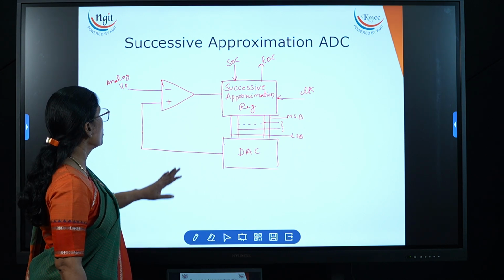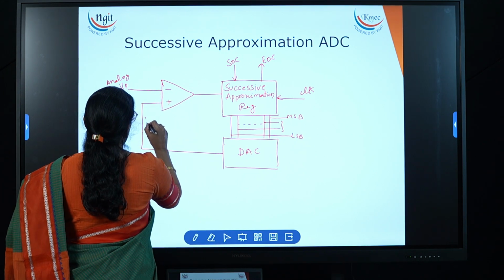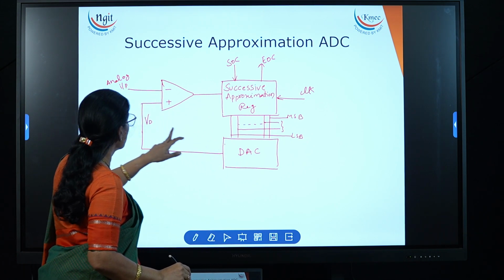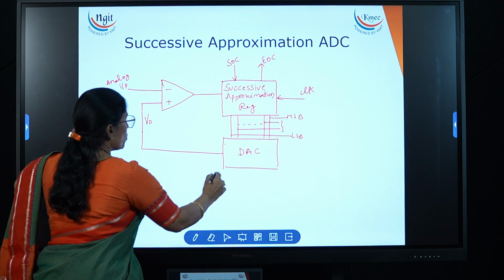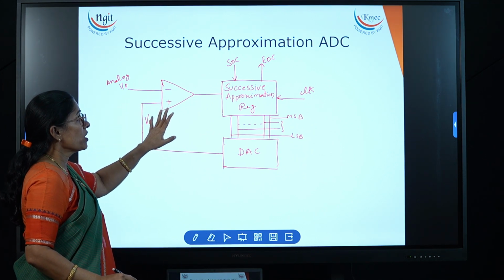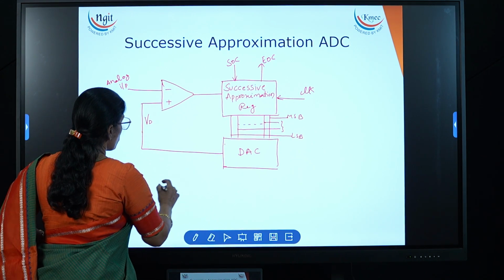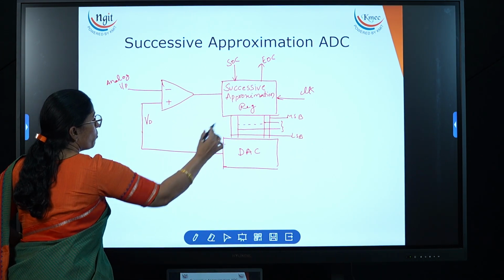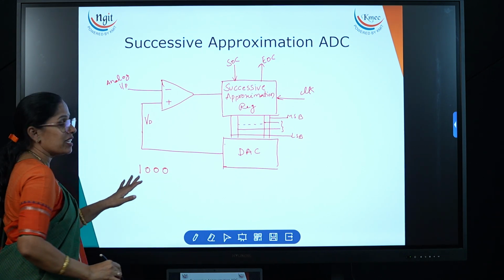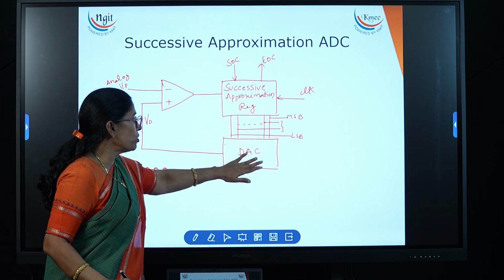Now at the beginning, this is called the V reference, and now you can say VD digital. Now the digital signal which is converted into analog signal, that is VD. I am giving it the name VD. Now if you switch on this, then at the beginning it will set the MSB bit to high. Now this is a 4 bit register, so the MSB bit is high and the remaining 3 bits are 0. Now this digital data is given to the DAC.